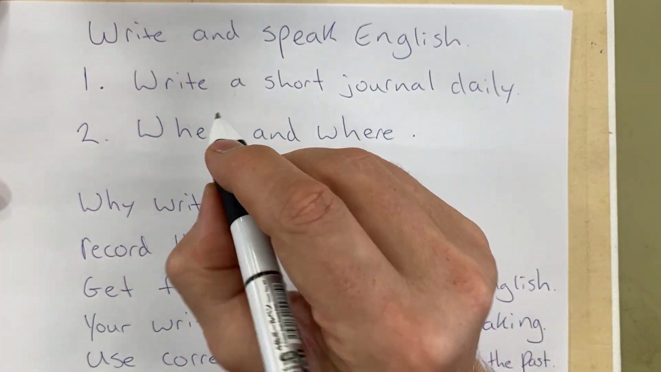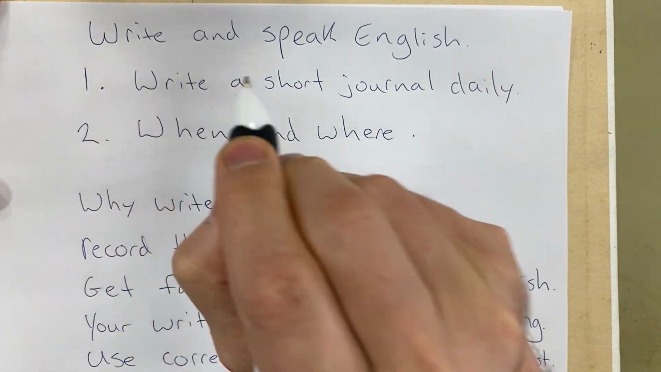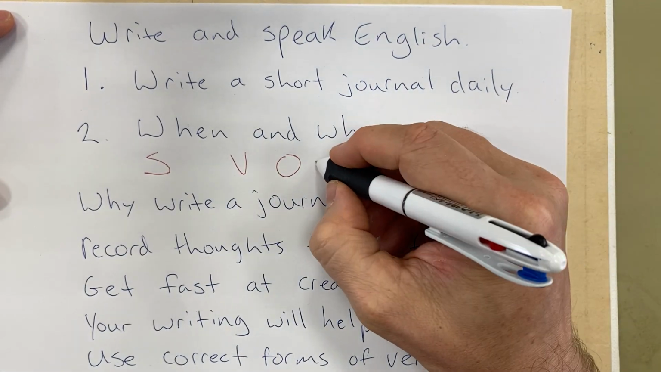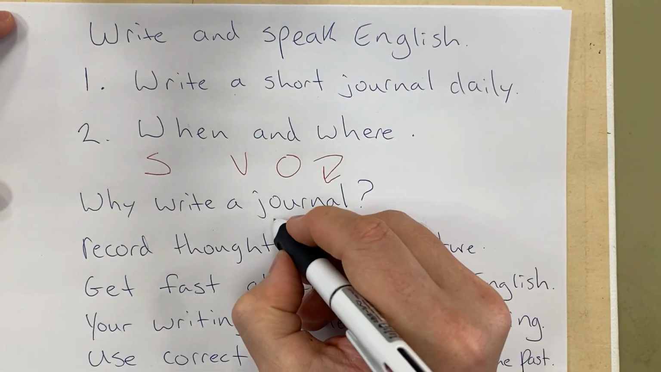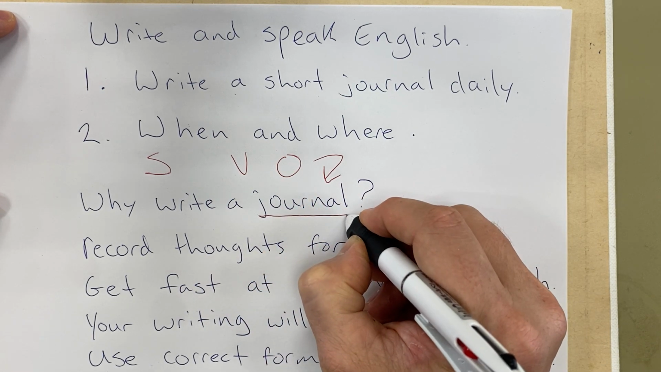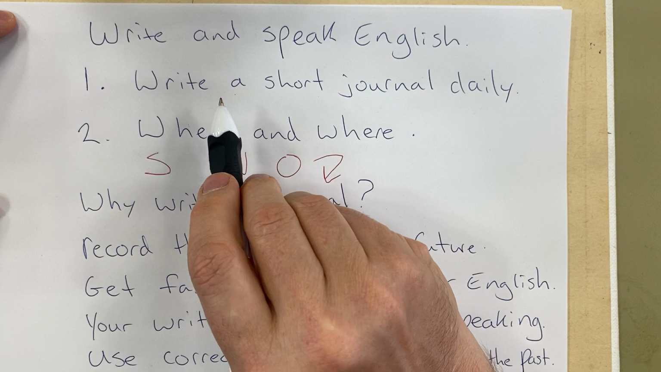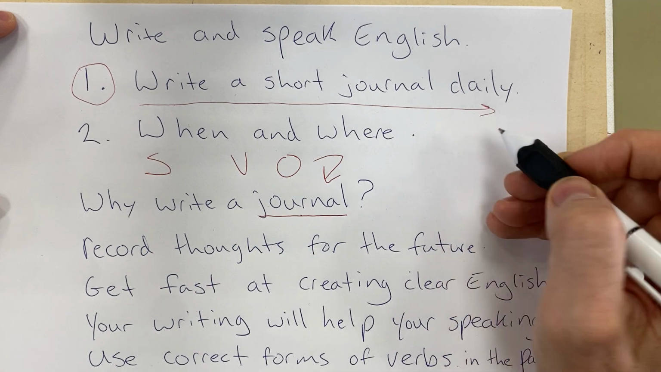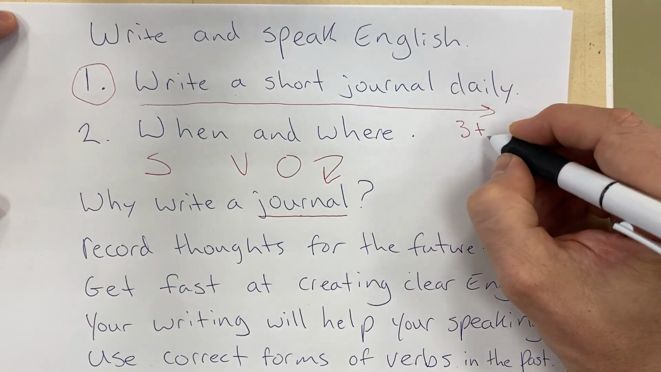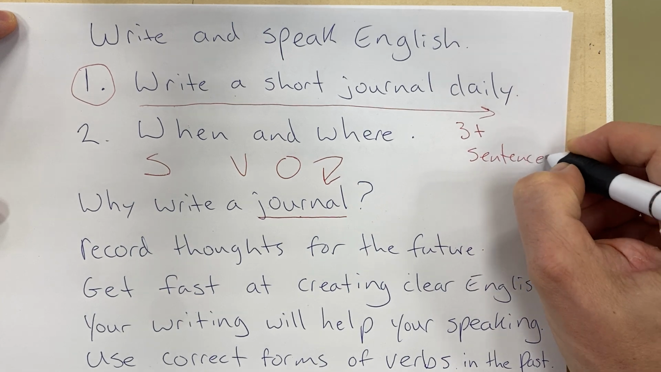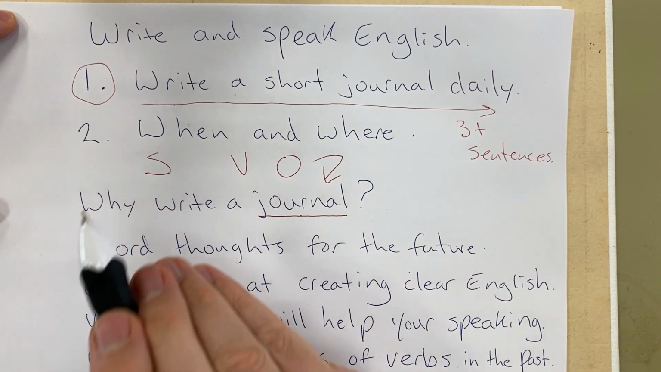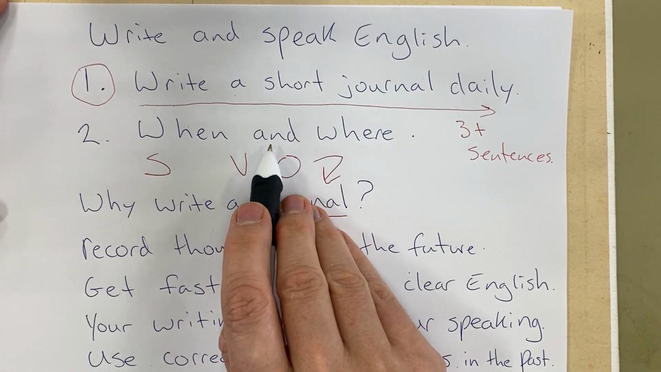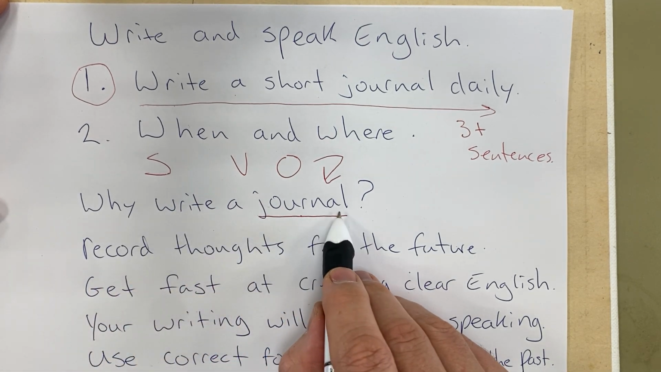The next step, once you understand the video on subject, verb, object, is to use subject, verb, object in a real situation. And that, for you, is going to be a journal. There's many reasons why. So, one, you need to write a short journal daily. So that can be 3 or more sentences. Also, we're going to use when and where in this journal, and this is going to help you with your tenses. So let's see. Why do we write a journal?